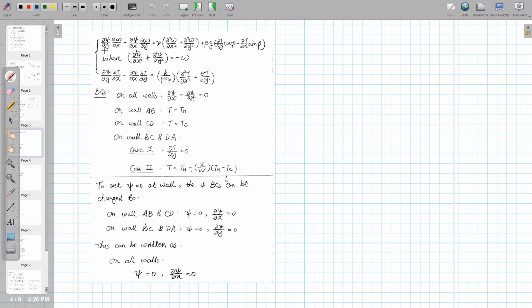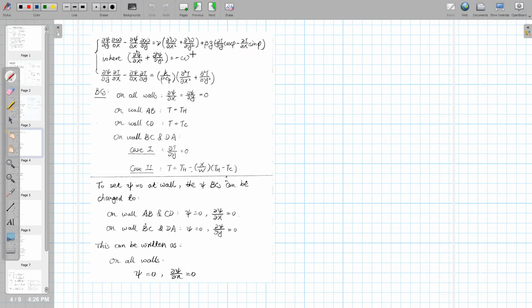So this is the results. Okay, we have two equations. The first one from the momentum, and the second one from the conservation. And we have two unknowns, the psi and the temperature. Okay. And what's the boundary condition for this reduced equation? When I say reduced, it's because originally we have 4 equations, and now we only have 2 equations.